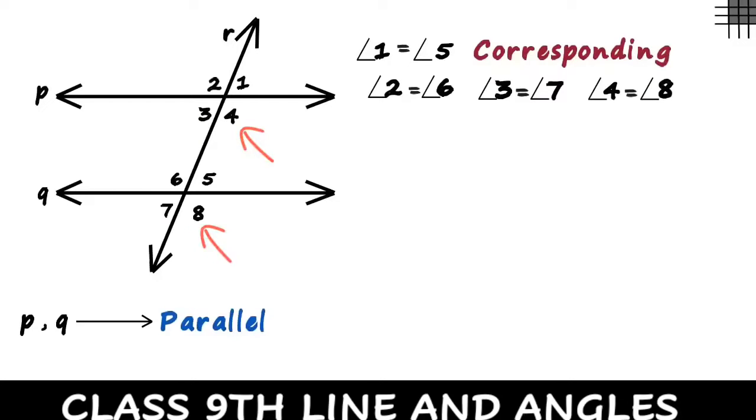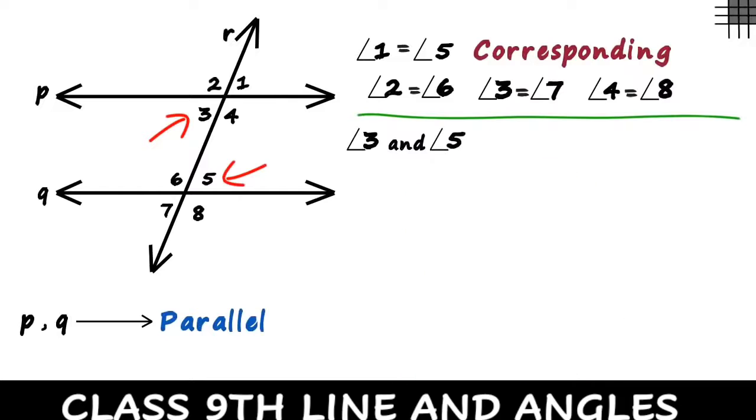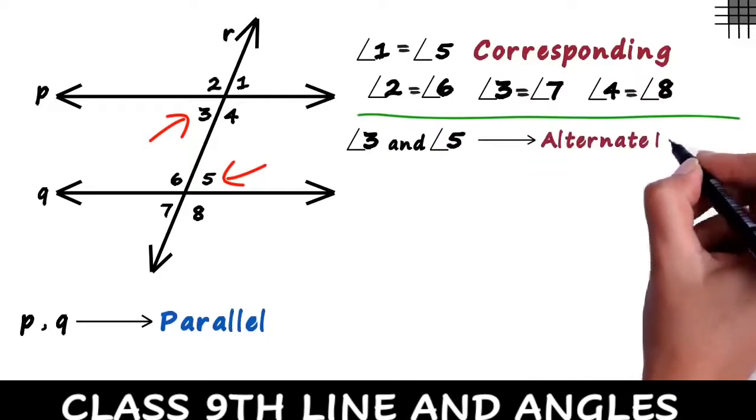4 and 8. Angles 3, 4, 5 and 6 are interior angles because they are between the two parallel lines, and they are classified into two types. Let's understand the first type. Angle 3 and angle 5 form a pair of alternate interior angles.